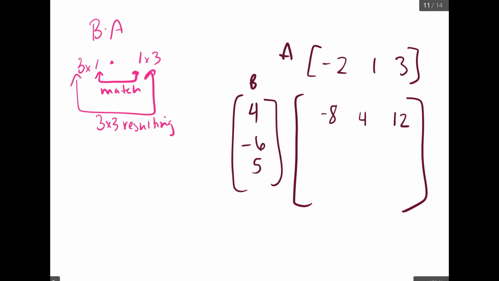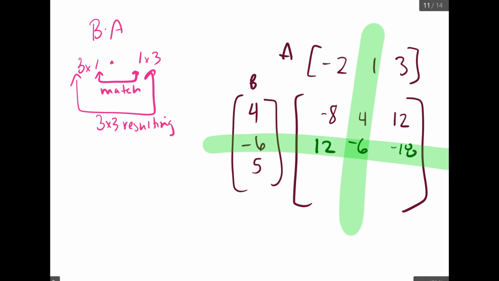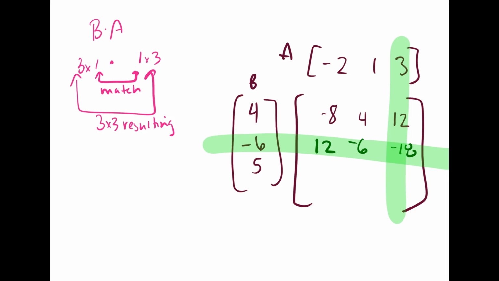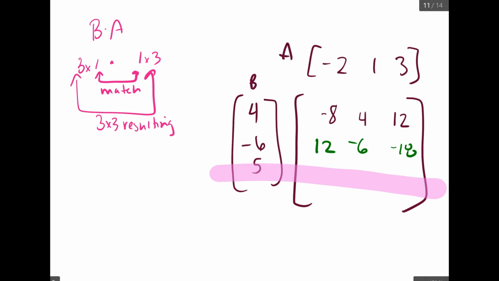All right, so we're done with our first row. Let's go to our second row now. So what will this one be? 12. What about the next one? -6 and -18. There's only one thing to multiply, so I don't even have to show you the work. Okay, let's go to the third one. Can we fill out the bottom? Do we see the pattern? -10, 5, 15. Cool, we're good.